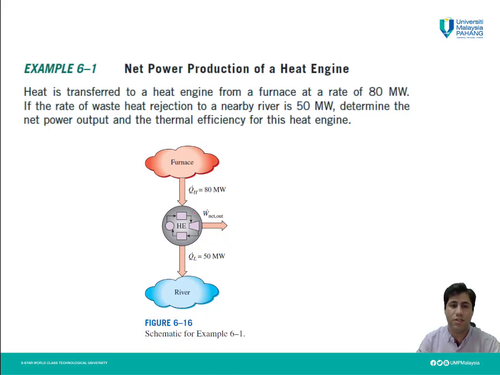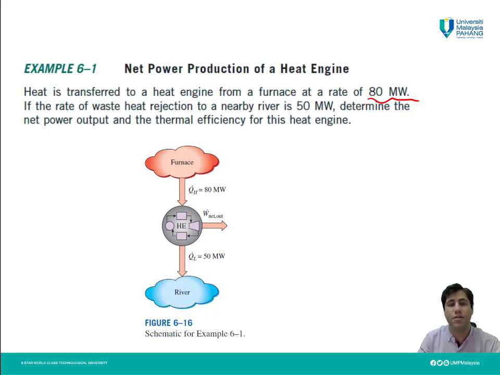In this example, we have a furnace and a river, which are required components, and also the heat engine, which converts the heat from the furnace to useful work. A fraction of that heat from the furnace is also released to a sink, which is a river. The heat is transferred to a heat engine from a furnace at a rate of 80 megawatt. It means this is Q dot H, the thermal energy which comes from the furnace to the heat engine.